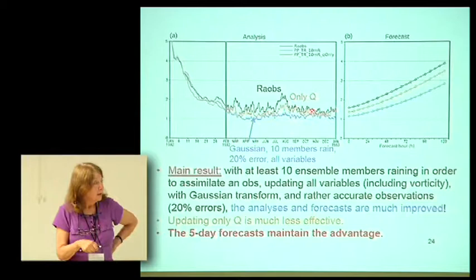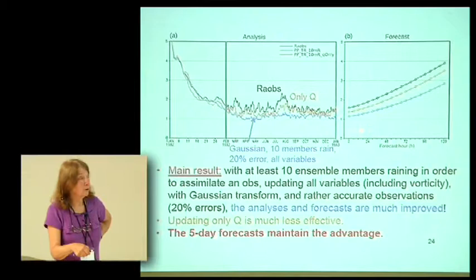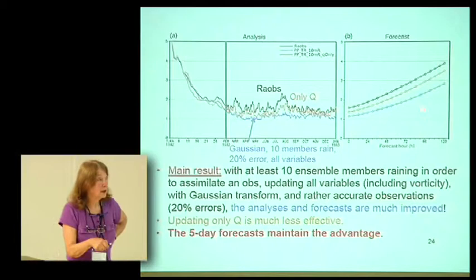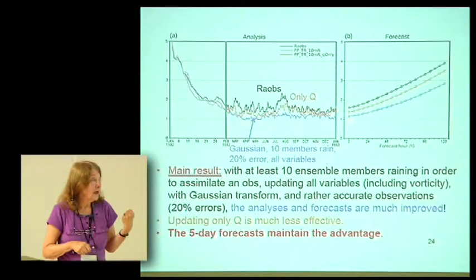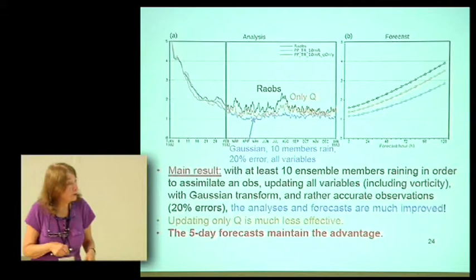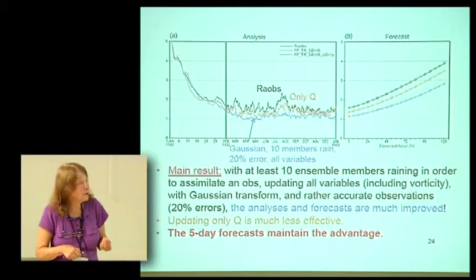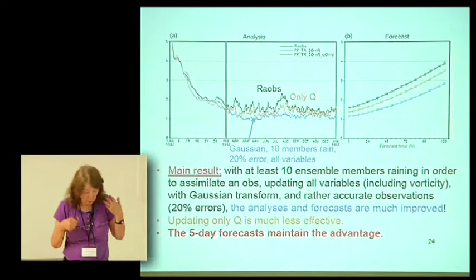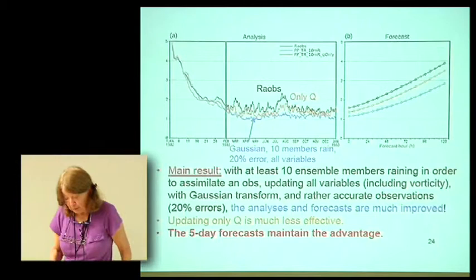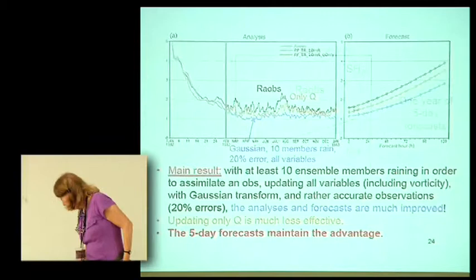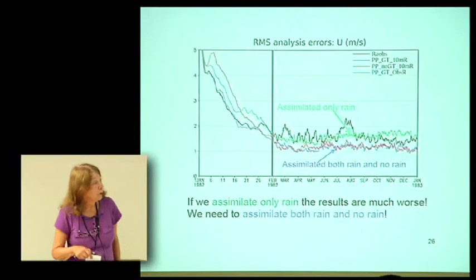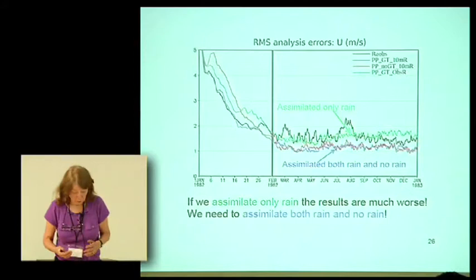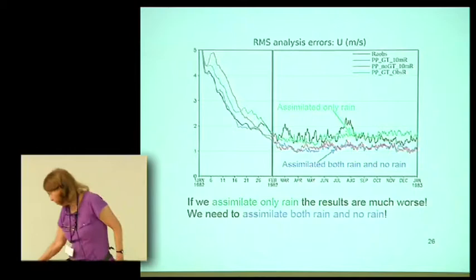And what was amazing is that the forecast errors over 5 days remembered very well the fact that we assimilated the precipitation. Normally in all the operational assimilation of precipitation, the analysis, the initial condition, has a smaller error, but it immediately goes back to this. But this didn't happen. And if we only assimilate Q, using this LETKF, we get a substantial improvement, but not as much. We showed that we could assimilate both rain and no rain, which is normally not done. Usually they assimilate only rain, but not no rain, which is a very accurate observation.